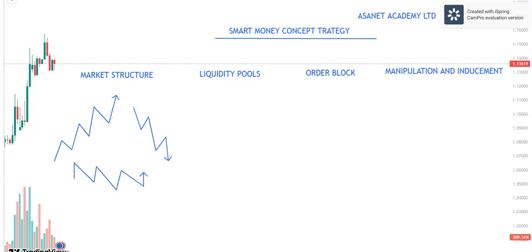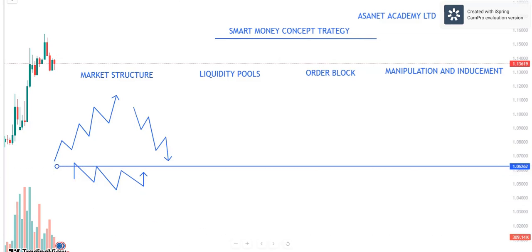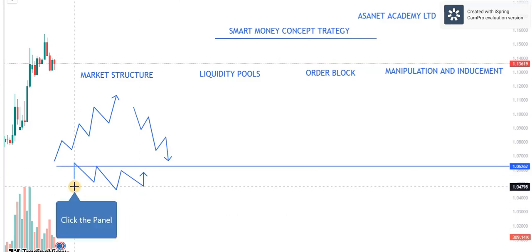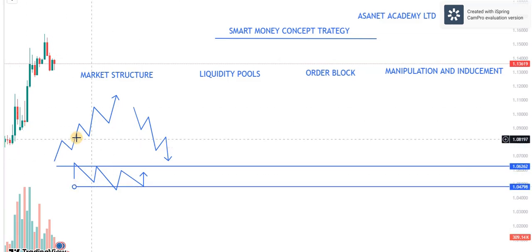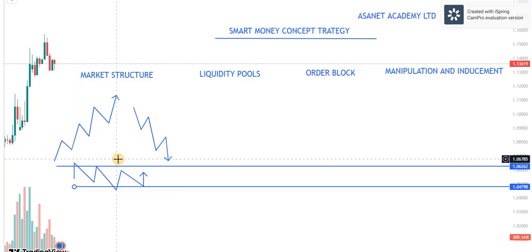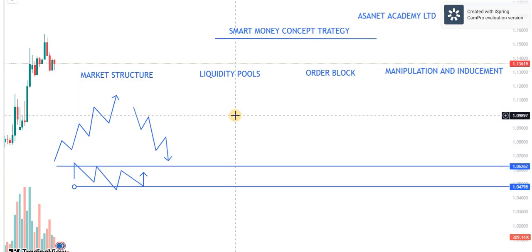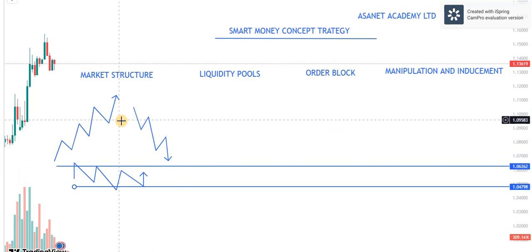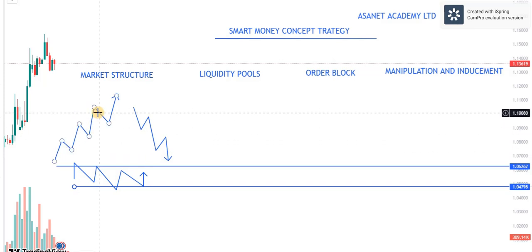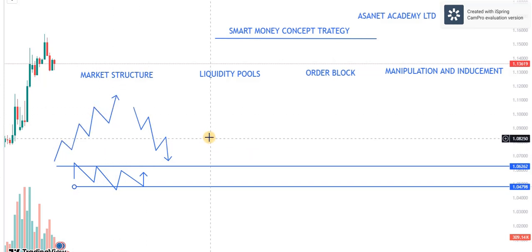We also talk about the ranging market, where the market is making equal highs and lows. We'll have something like this: support, and you can also use this one as resistance. So this is the market structure aspect of it. Then liquidity pools are those highs and lows where people are likely to place their orders, like these highs and lows. These major highs and lows are a liquidity pool.